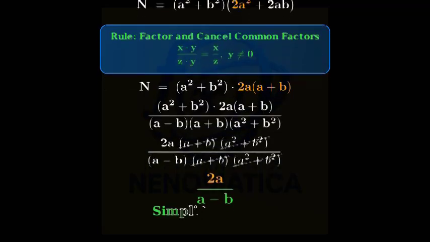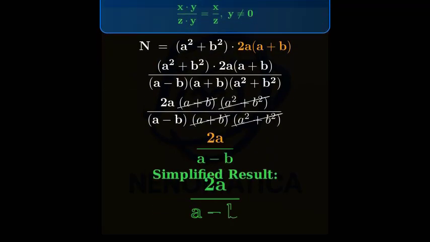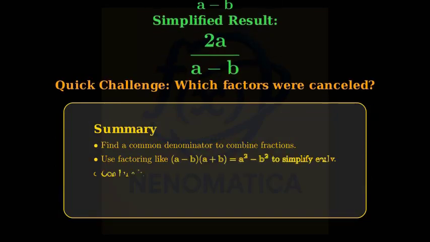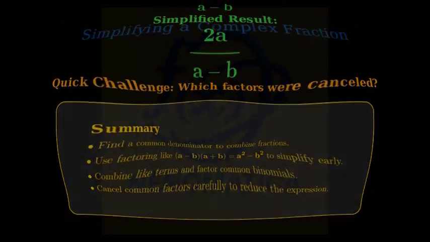Quick challenge. Which two factors did we cancel in the last step? Now, let us summarize the key ideas from this solution.